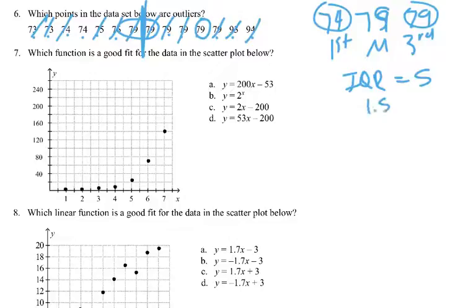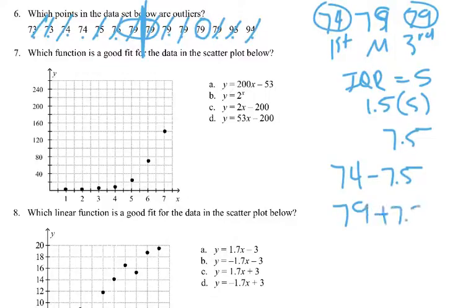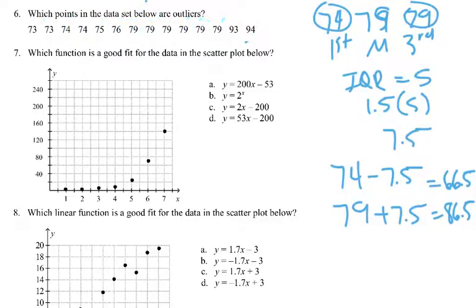Times that by 1.5. We get 7.5. So then I go 74 minus 7.5 and 79 plus 7.5, and we get 66.5 on the lowest and 86.5 on the highest. So then we look, is there anything lower than 66.5? No. Is there anything higher than 86.5? There are, 93 and 94. So those are our outliers.